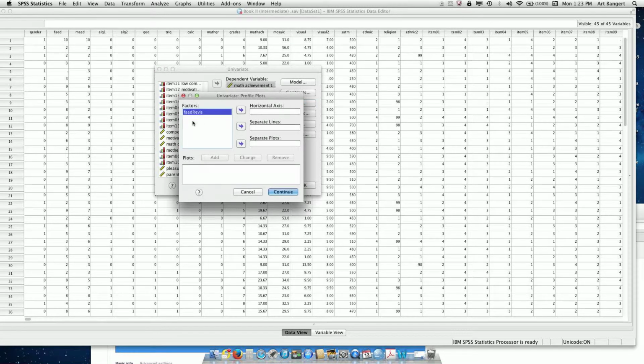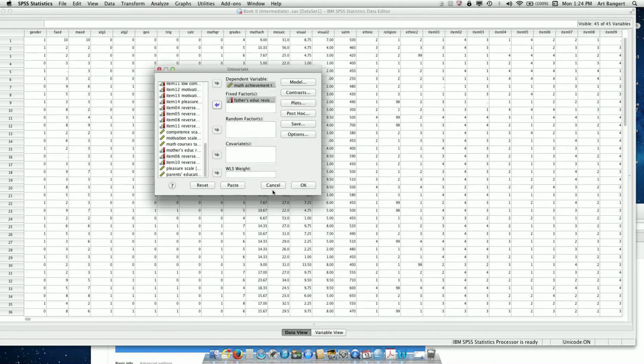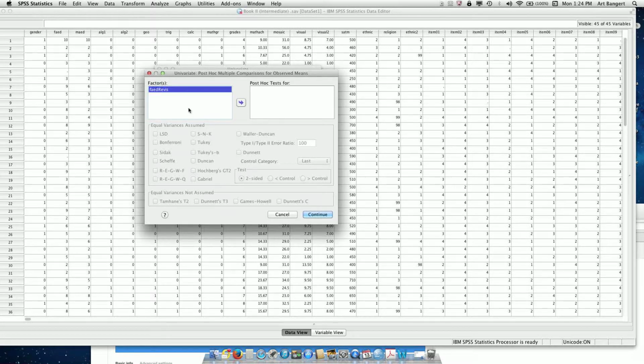So for the plots, we'll move father's education revised into the horizontal axis, and we'll add that. For post-hoc tests, again, we'll move father's education into the post-hoc test box. And my preference is to use the Tukey test because it's the most conservative in controlling for type 1 error.